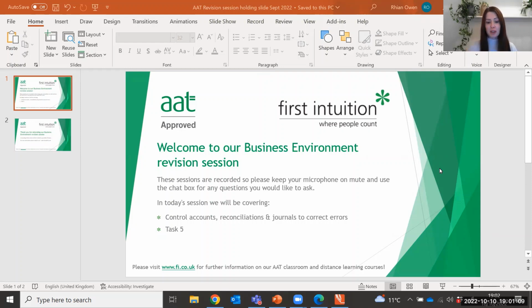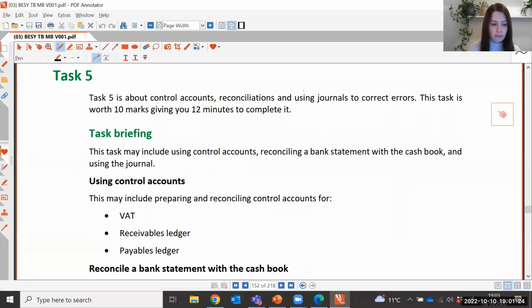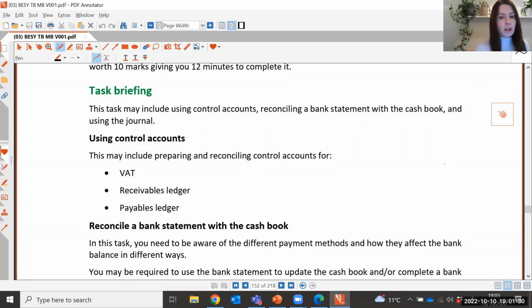This evening, we're going to look at task 5, which is looking at control accounts, reconciliations, and journals to correct errors. Within this task, it might include looking at different types of control accounts. Also, you may need to reconcile a bank statement. And also, you may need to use journals either to enter some opening entries or to correct any errors.